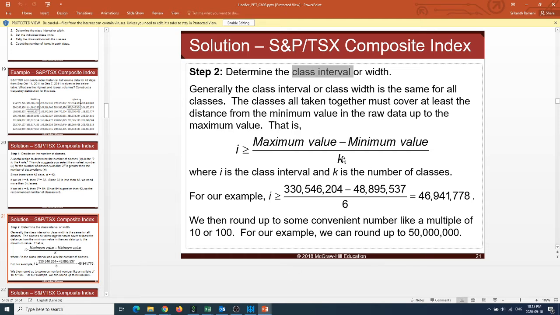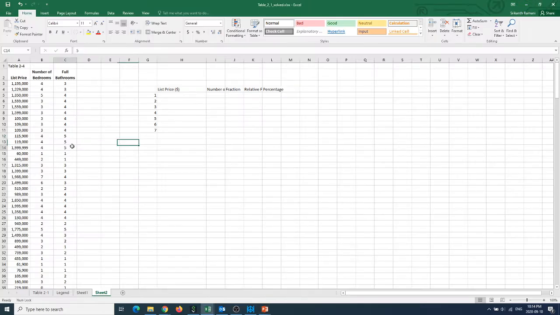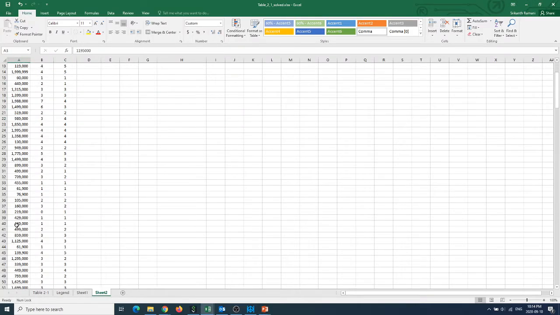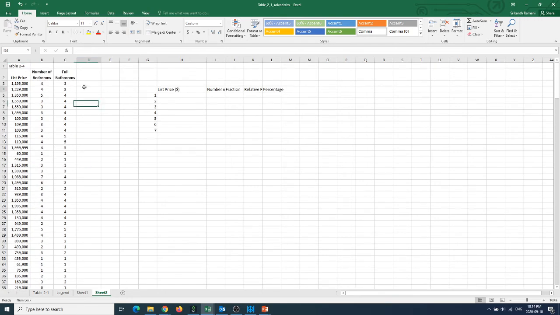Okay, so assuming we decided to go with 7 classes, what should be the interval of each class? It's the maximum value minus the minimum value, divided by k. So here, what is our maximum value? Well, you could eyeball it, and this seems to be like 1.7 million. Oh, there's a 2 million over here. That seems to be the maximum value.